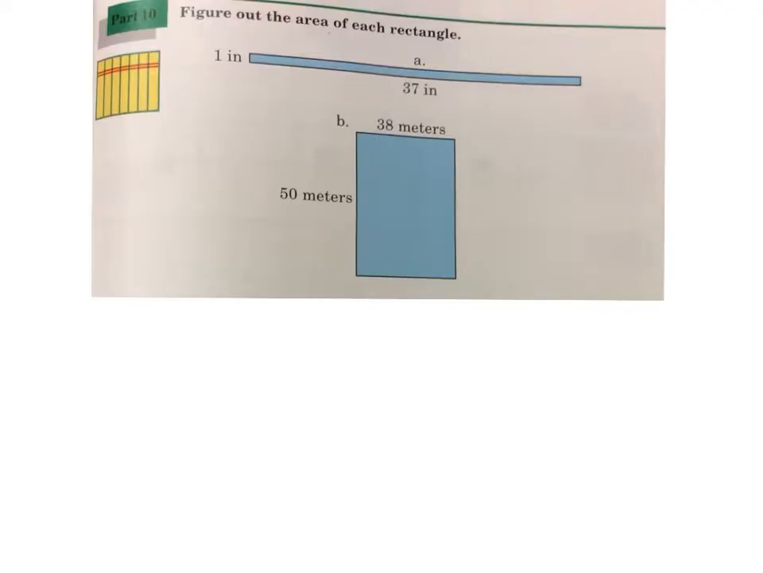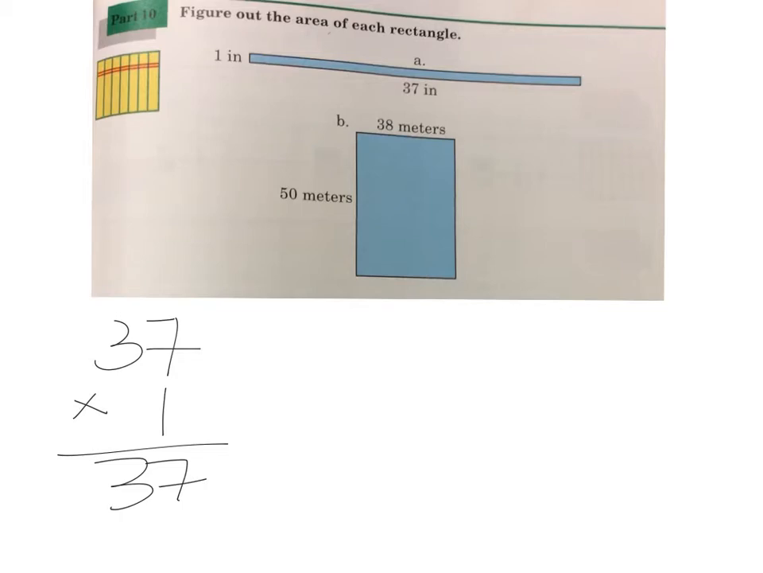So in part 10, the instructions say to figure out the area of the rectangle. And so in order to figure out the area, I know that I take my 2 numbers and I multiply them. So for A, I should do 37 times 1, and that's going to give me 7 times 1 is 7, 1 times 3 is 3.